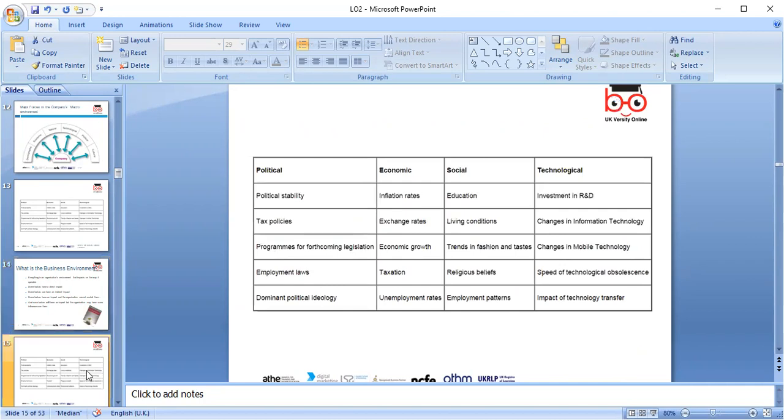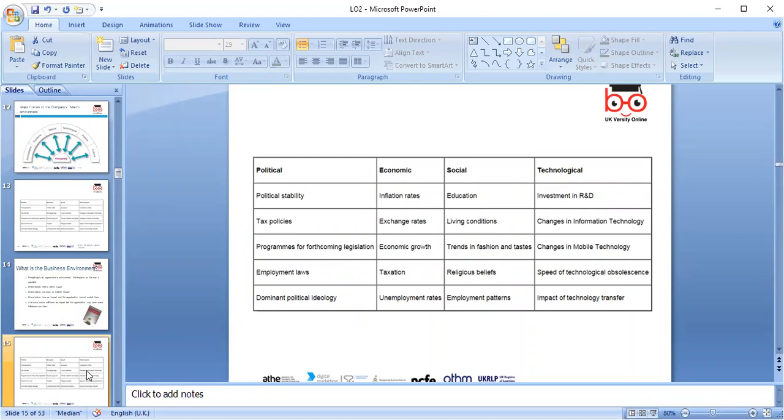Okay, so when we look at these factors, what comes under political stability? Tax policies. We can look around forthcoming legislation and employment laws. Under economics, the inflation rate in the UK is around 10 to 12% now, which is very high inflation. Exchange rate, of course, the pound value is likely to drop after Brexit, and that also impacts inflation.